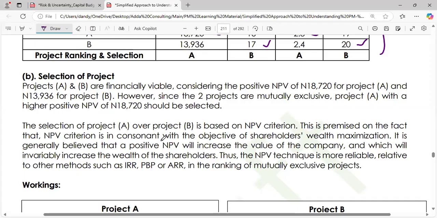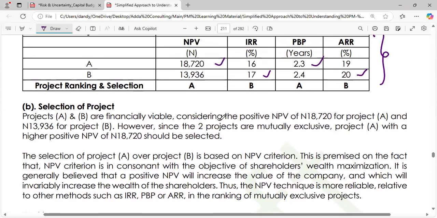wealth of the owners. So project A and B, when you look at the calculation that we have done, you will notice that project A and B are financially viable using the NPV because the NPV of project A is 18,720 and that of project B is 13,936. So the two of them are financially viable. However, since the two projects are mutually exclusive, remember, mutually exclusive projects are competing projects in which the acceptance of one will preclude the acceptance of the other. If you select a particular project, you are going to reject the other project. So since project A has a higher positive NPV, then project A should be selected and you reject project B.